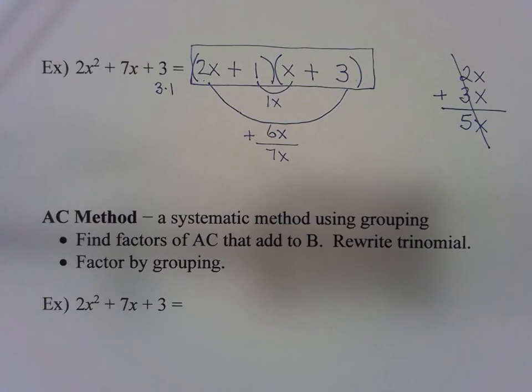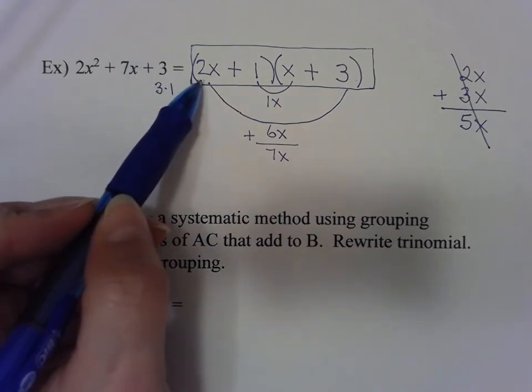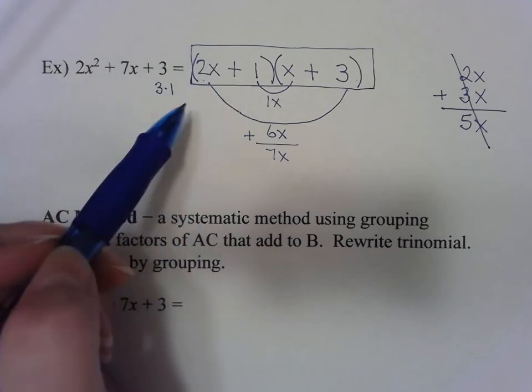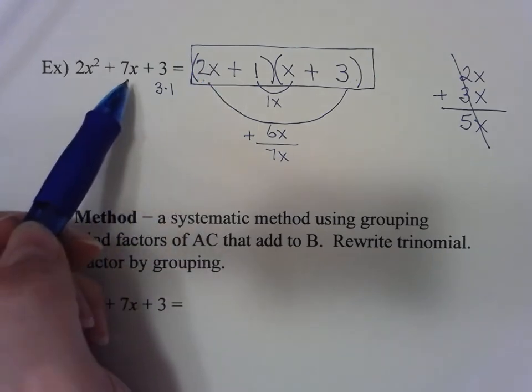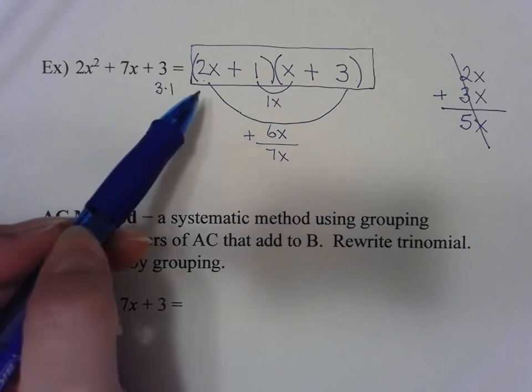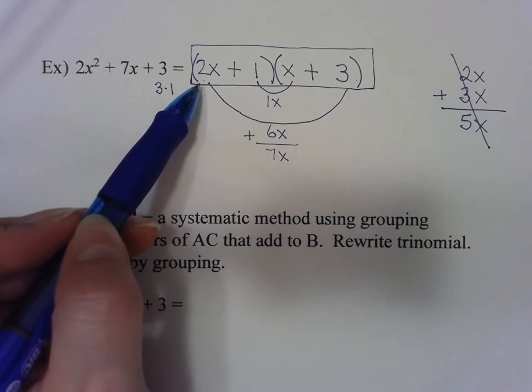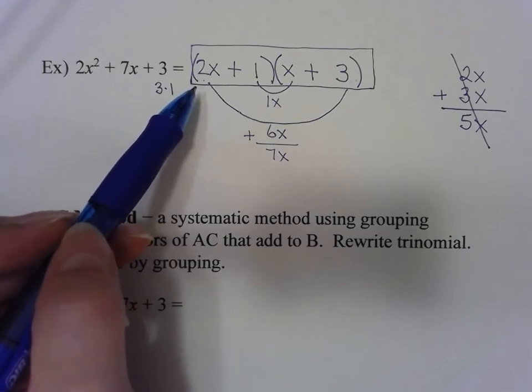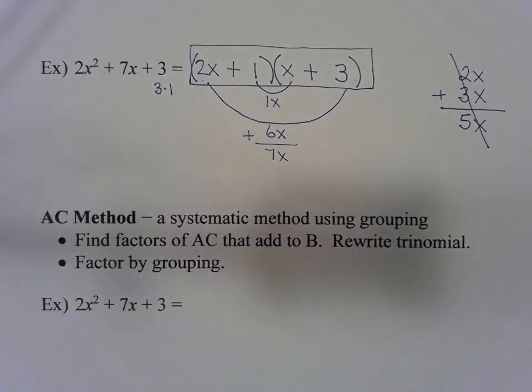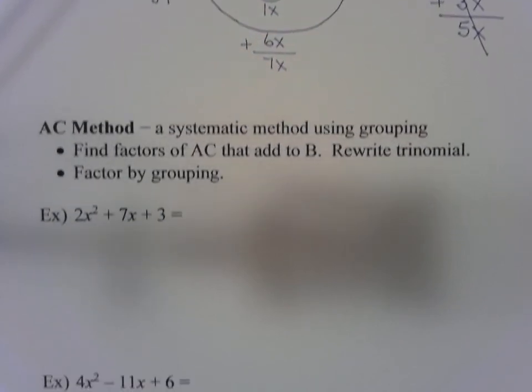Okay, so it's a little bit different process because the 2 plays a part, right? 3 and 1 in and of themselves do not add up to 7, clearly. So to make this work, the 2 has to be part of the process, and that's what makes this problem different than the others. Let me take a second to show you the AC method.